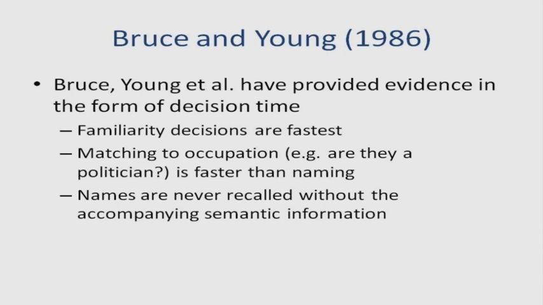So they provided evidence in experiments where they asked people to make decisions, and they just recorded how long people take to do that. So I could show you a series of faces, and I could say, is this person famous or not? And record how long you take. And that's really fast, right? Familiarity decisions, whether this person is familiar, whether you know this person or not, are fastest.